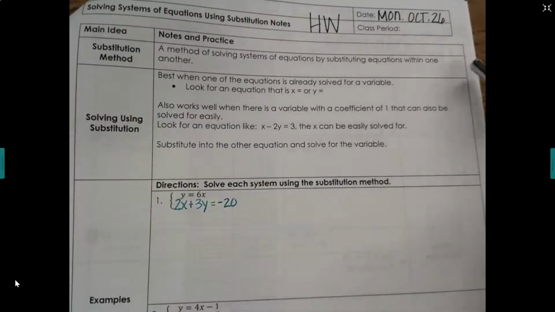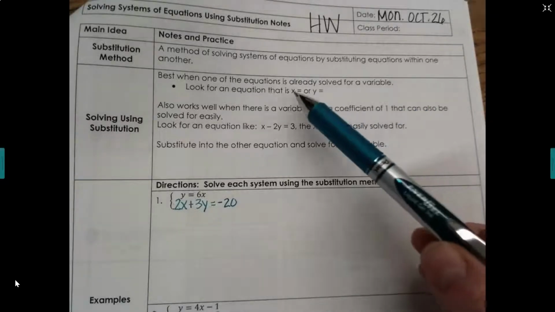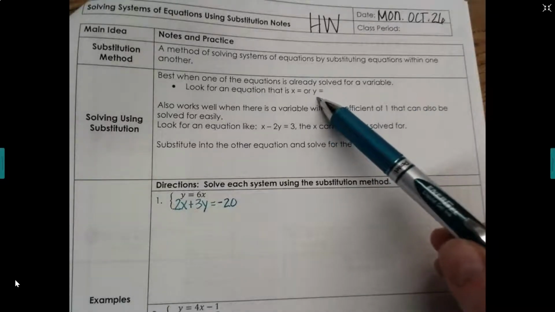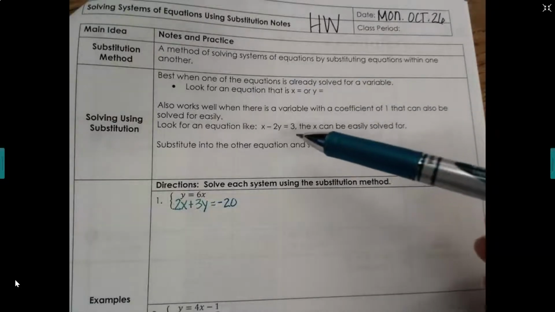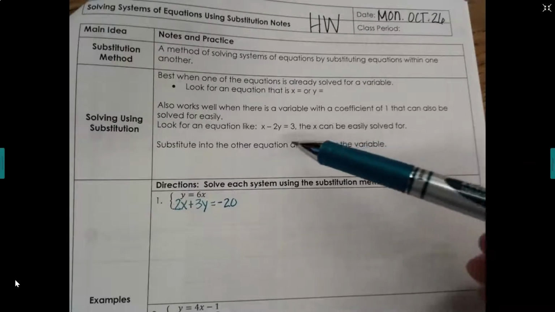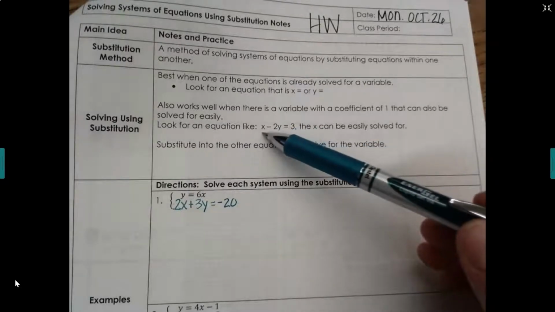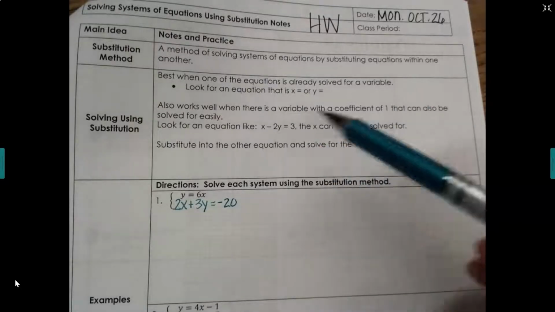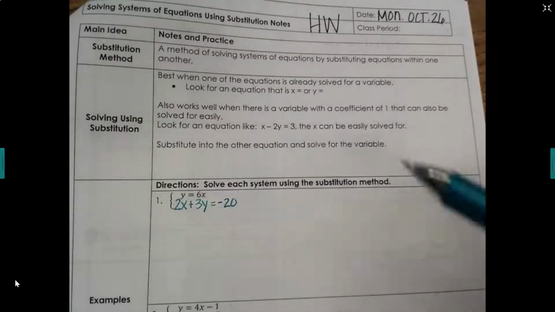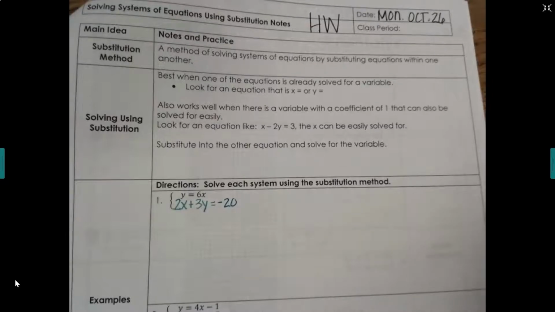of our equations into the other equation. This works best when you have an equation that's x equals or y equals. It's already solved for one variable for you. But it will also work well if you have an equation where you have a variable that has a coefficient of 1, like this x does, that you can easily solve to get the x by itself, and then you can plug it into the other equation. So let's try a couple so we can get a feel for this.